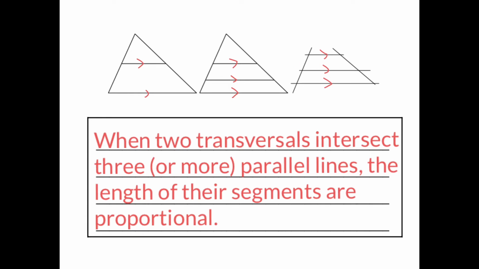So this is two transversals. So here are the transversals, really like the left and right side of the triangle. Those transversals are intersecting three or possibly more parallel lines, then the length of their segments are all proportional. And it really comes back to this idea of the triangle that gets created with the parallel lines.